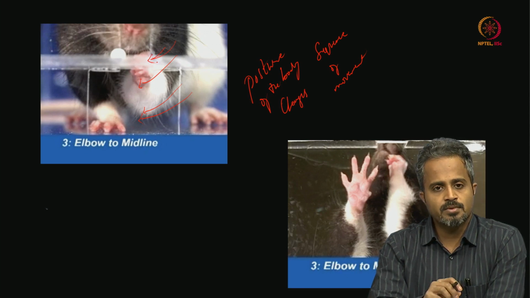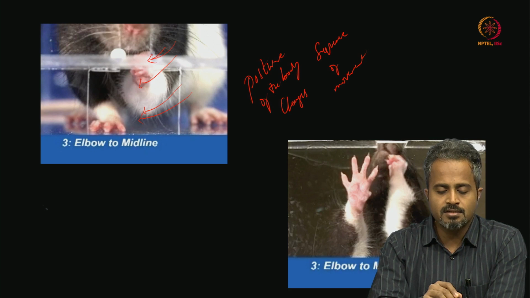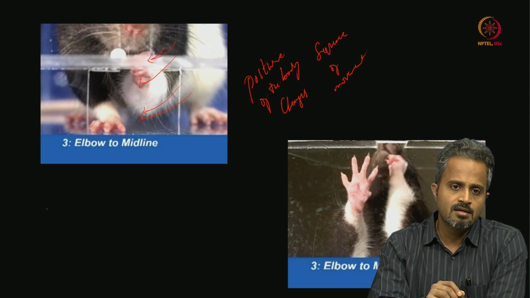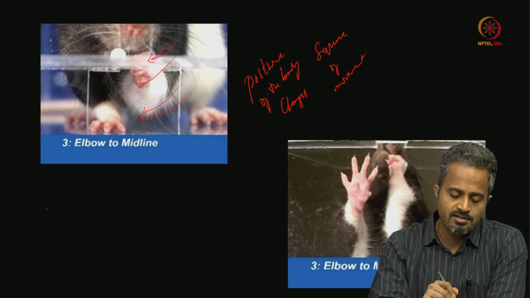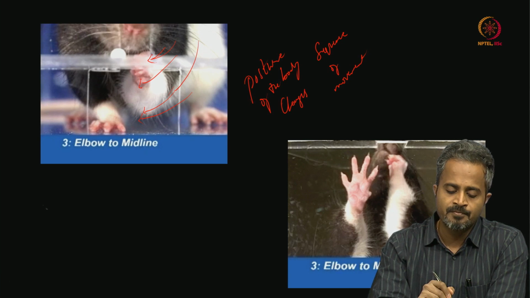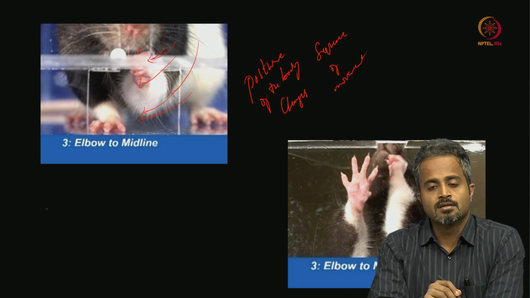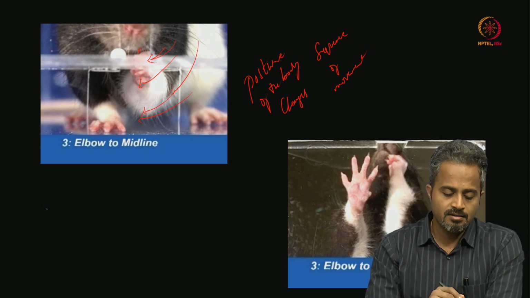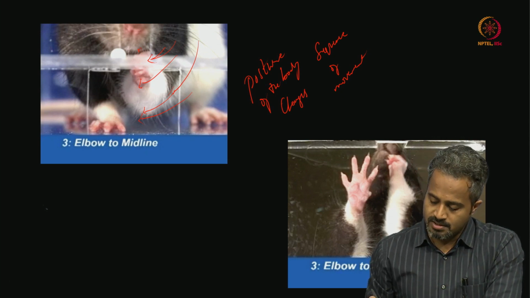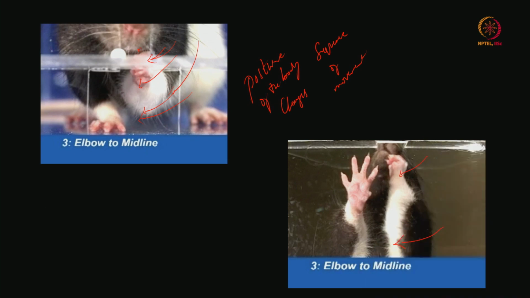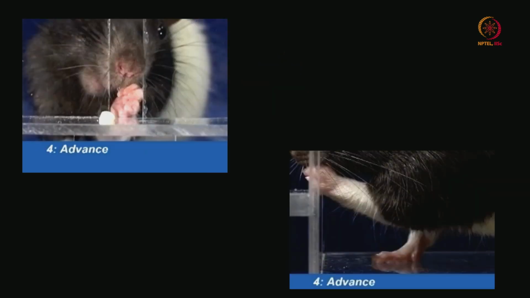That is a very precise movement, and then it has to grab the pellet and then retrieve it back. So, in order to perform that precise task, the rodent has to arrange its forepaw and its body, balance it, and then do all these movements so that the next step happens. That is the whole idea. This is another step where the elbow itself comes to the midline. First the digit comes to the midline, whereas the elbow will be a bit lateral, and as the movement progresses, the elbow as well comes to the midline.